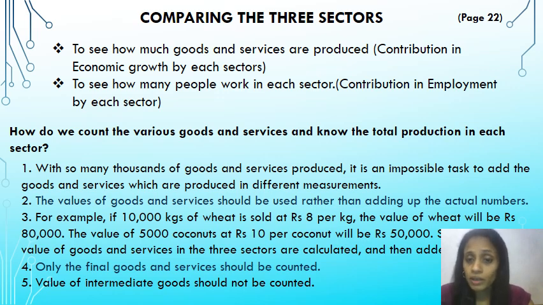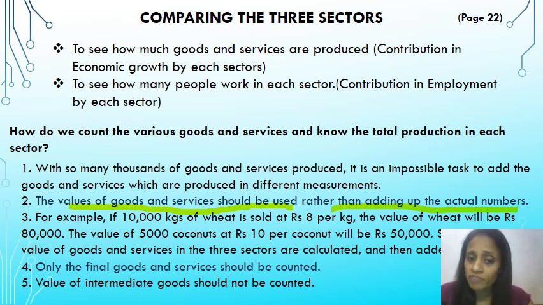It's not right to add the quantity or the units of the products produced. So what should be done? The value of the goods and services should be used rather than adding up the actual numbers. For example, assume there are two goods produced by an economy, wheat and coconut.